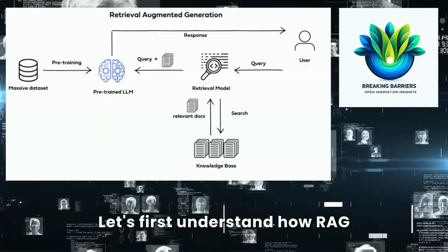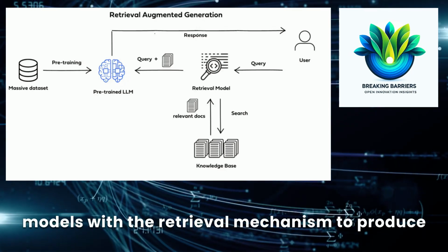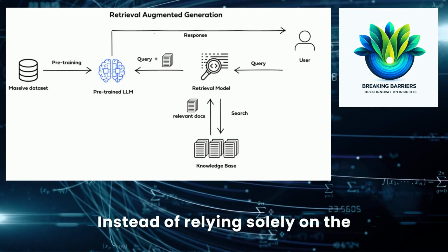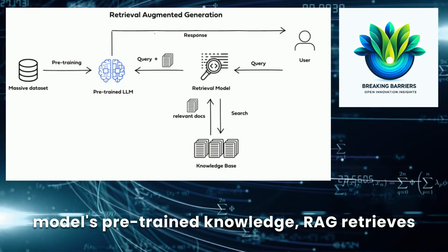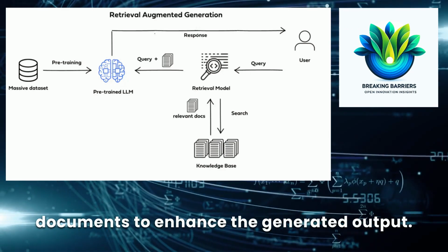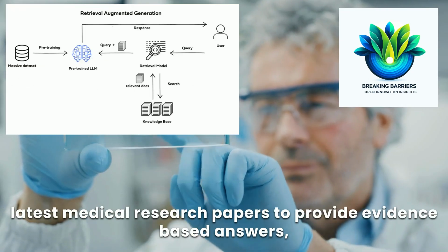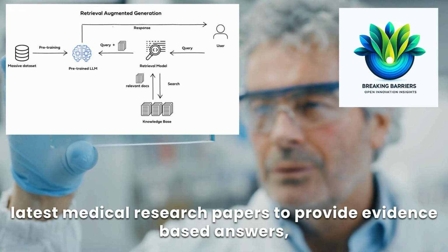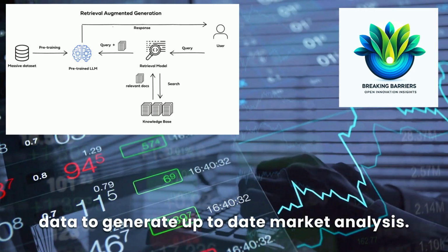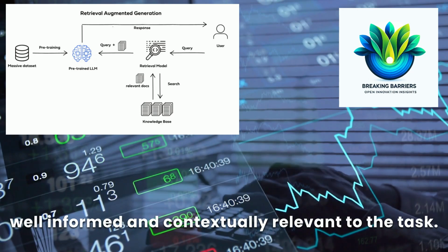Let's first understand how RAG works with Gen AI models. RAG combines the power of generative AI models with the retrieval mechanism to produce more accurate and relevant responses. Instead of relying solely on the model's pre-trained knowledge, RAG retrieves specific information from external databases or documents to enhance the generated output. For example, in healthcare, RAG can pull up the latest medical research papers to provide evidence-based answers, while in finance, it can retrieve real-time stock data to generate up-to-date market analysis. This combination ensures that the AI's responses are well-informed and contextually relevant to the task.